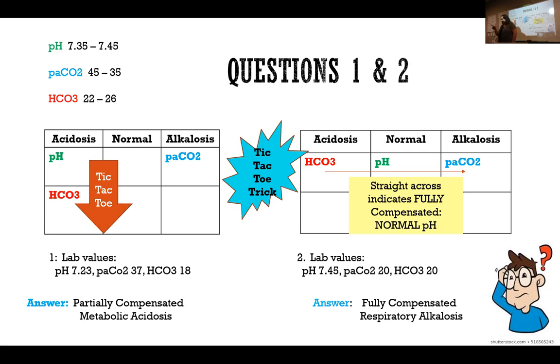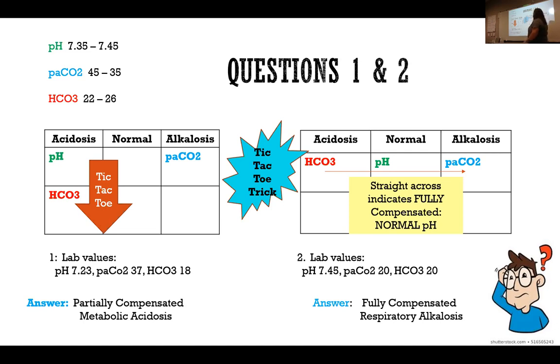Let's see if I made any more mistakes as we go on. This is the one that you were talking about. Straight across indicates fully compensated. That's one of those tic-tac-toe tricks, like when we said if the middle is empty, that's an indicator that it is compensated to some level. This is another tic-tac-toe trick. If the values are all across the top, we can automatically know that it's fully compensated. Let's talk about why and how to interpret it. That's probably the most difficult type of question, but we can do it.